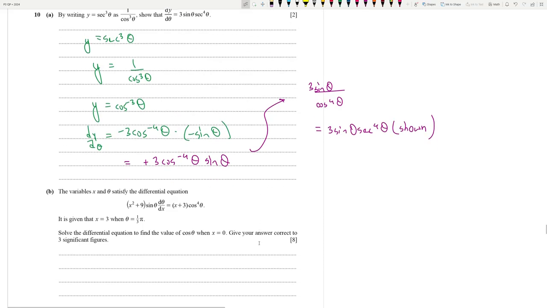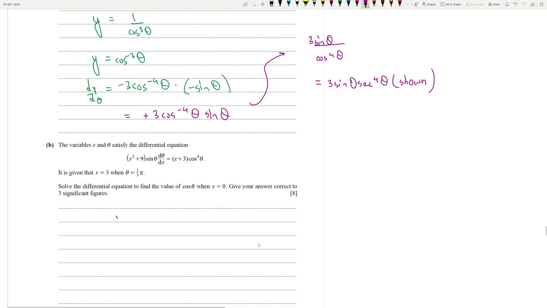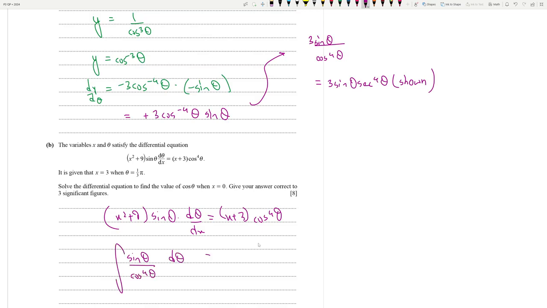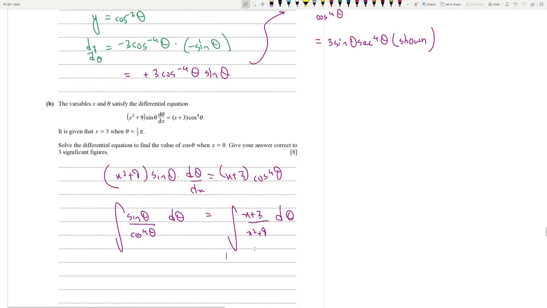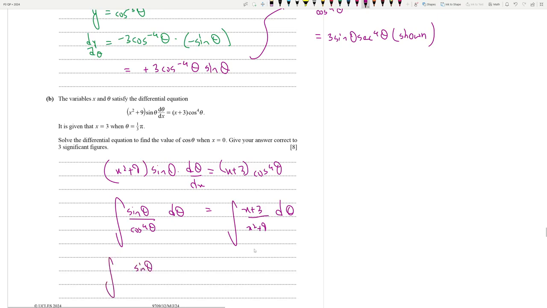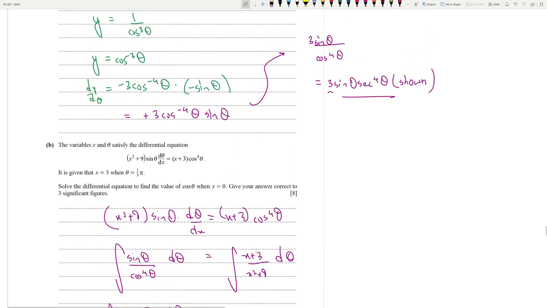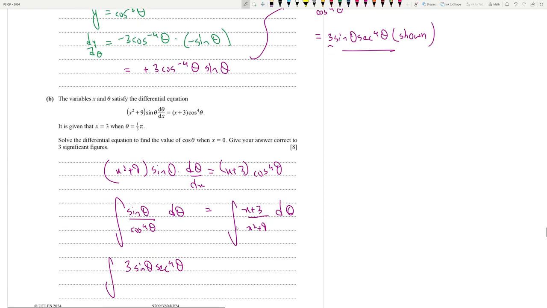Okay, let's go to the next part. It's a differential equation, so let's do this. So the idea is, since d theta is on top, only the thetas can be on the left hand side. So sin theta by cos to the power 4 theta d theta is equal to x plus 3 by x square plus 9 d theta. Now see if it matches. What do we have on this side? Sin theta sec to the power 4 theta. Does it match? We need a 3 over here. So if I multiply a 3 on this side, I need to multiply a 3 on that side as well.